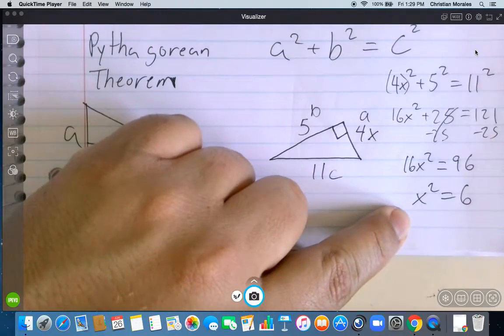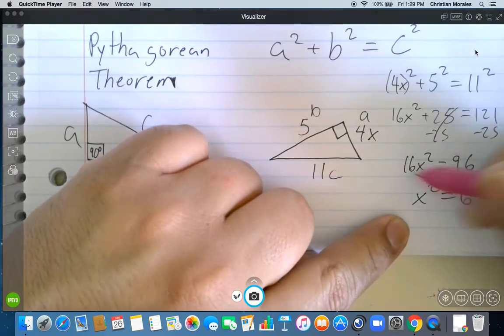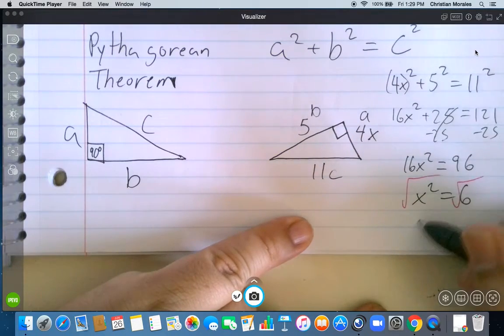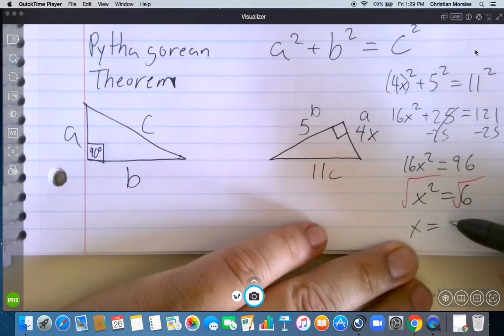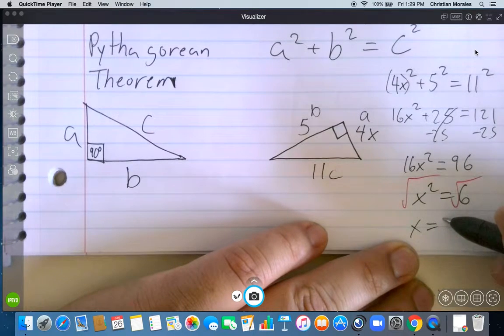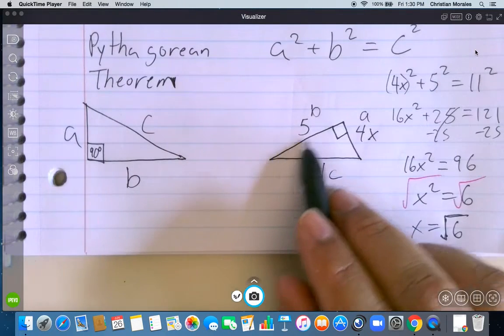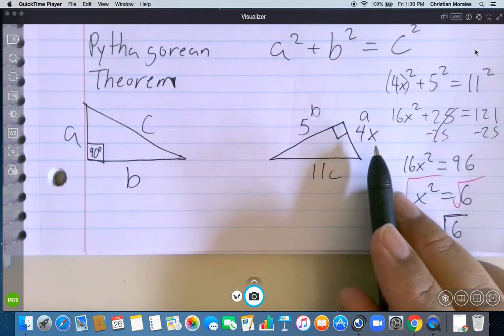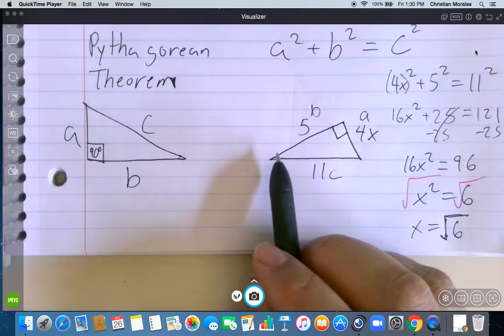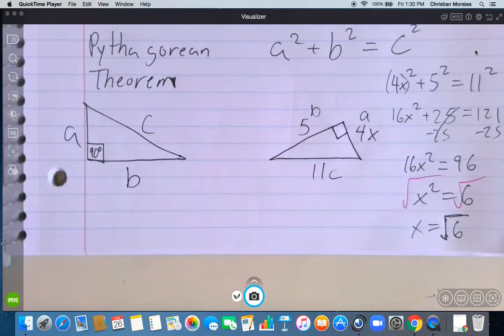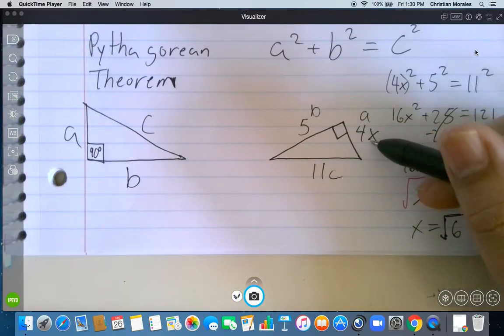Again, that's not your answer because you have to get rid of the square. Take the square root of both sides. The answer for x is the square root of 6. Wait, where's the plus or minus? The reason I'm not going to put a minus here, when we're doing measurements of a real shape, if this was a real triangle, there would not be a negative side. It wouldn't make sense.